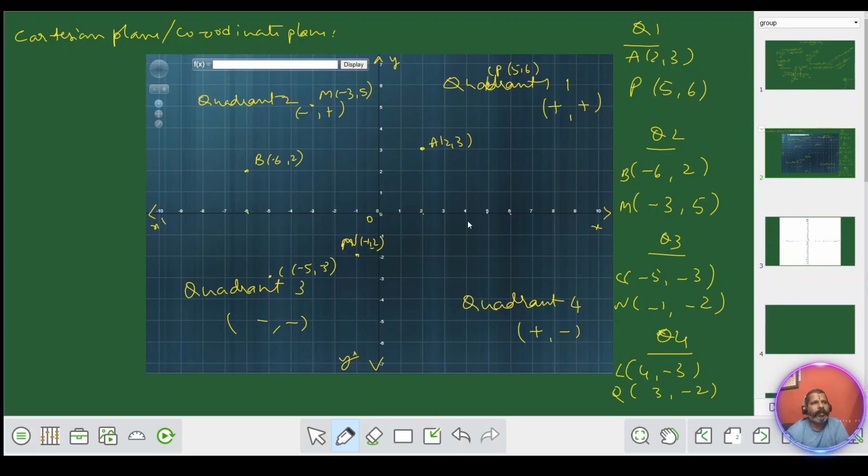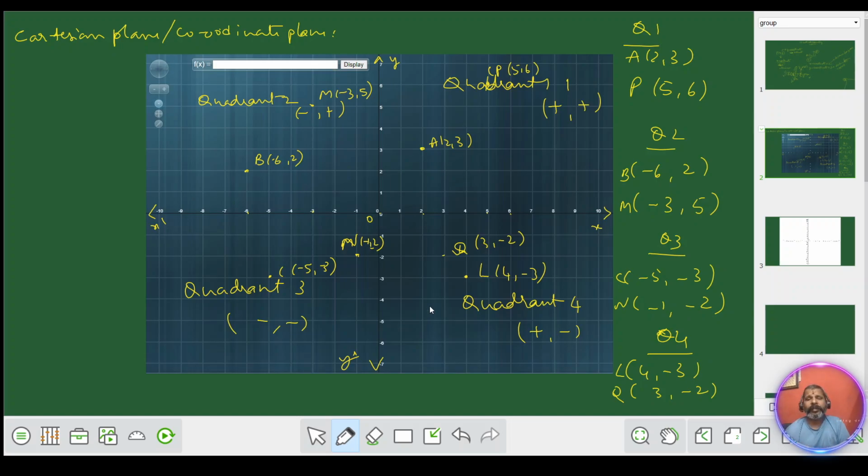L of 4 comma minus 3. 4 and minus 3, here it falls. L of 4 comma minus 3. Then Q of 3, minus 2. 3 and minus 2, here it falls. Q of 3 comma minus 2. Means 3 units from the y axis is your x coordinate. So these are very important concepts. Please remember.